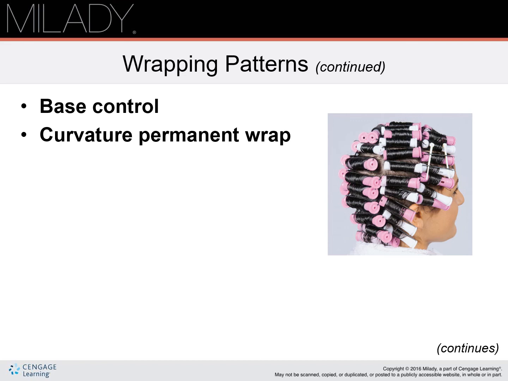Okay, let's talk about the curvature permanent wrap. The partings and bases radiate through the panels and follow the curvature of the head. The wrapping pattern uses pie-shaped base sections in the curvature areas.